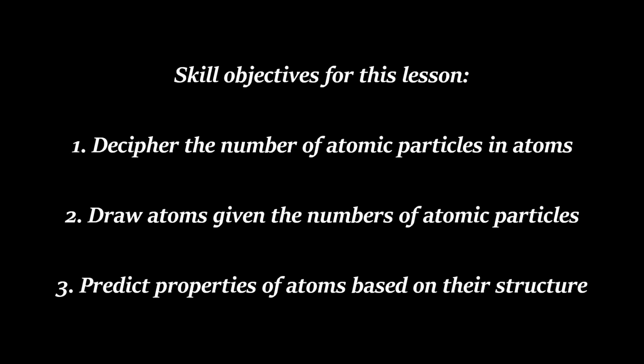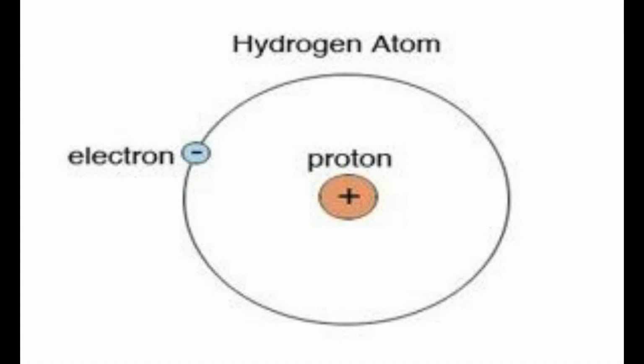So, of our 3 objectives, we have deciphered the number of atomic particles in atoms. Next, we're going to draw atoms given the number of atomic particles. Let's begin. Here's a hydrogen atom with 1 proton and 1 electron. The proton is arranged in the nucleus. Neutrons would also be arranged here, but because this hydrogen atom doesn't have any, we've only got 1 proton.